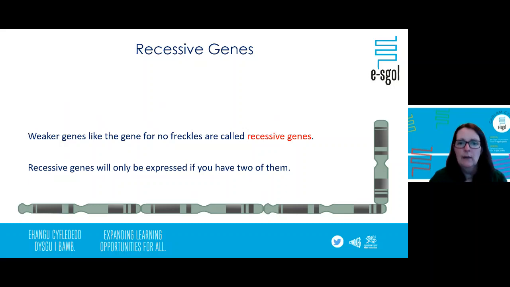Recessive genes are those that will only be expressed if you have two of them. So if you don't have two and you are heterozygous, like we saw in the film or I've explained earlier, then you'd have one capital letter and one lowercase if you were looking at a Punnett square. That would mean that you would carry that recessive gene, but you would not show it in any particular way.